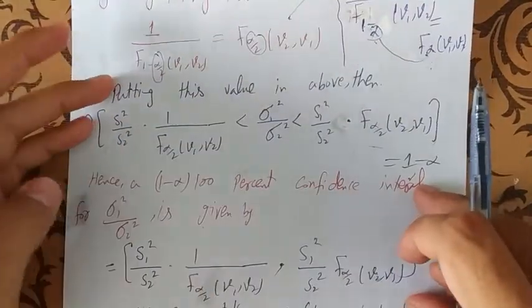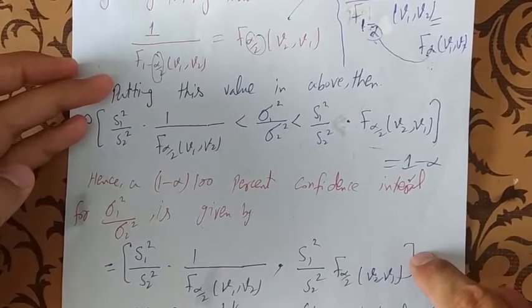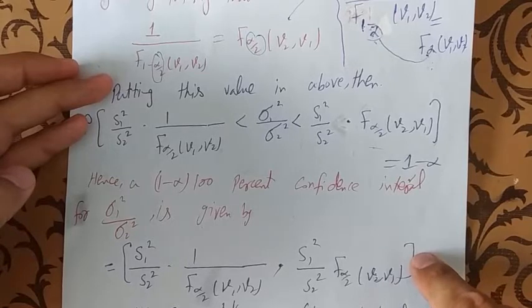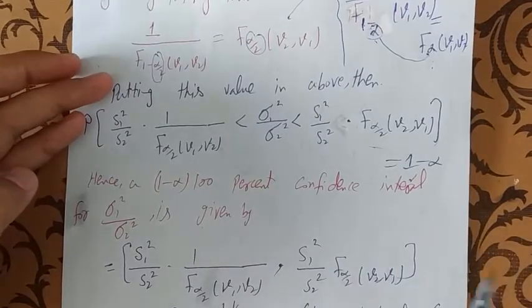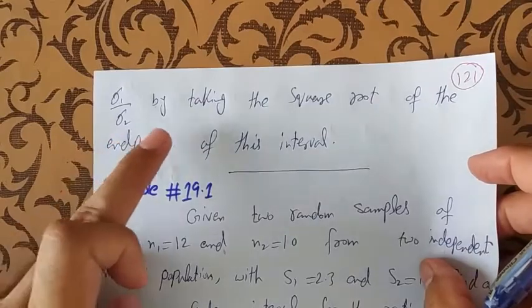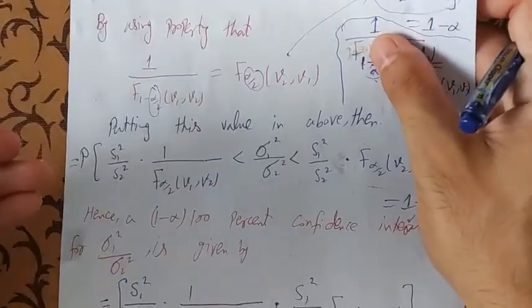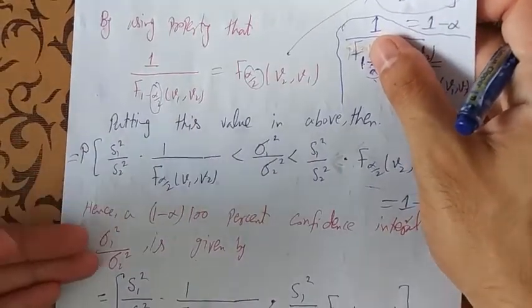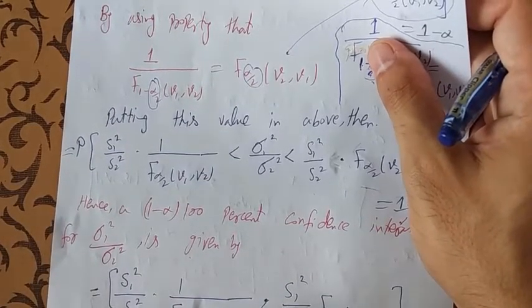Students, this is the 1 minus alpha 100% confidence interval for sigma 1 square over sigma 2 square. So we can take the confidence interval for sigma 1 over sigma 2 by taking the square root of the endpoints of this interval. If in a problem we want sigma 1 over sigma 2, then we can take the square root of these endpoints.